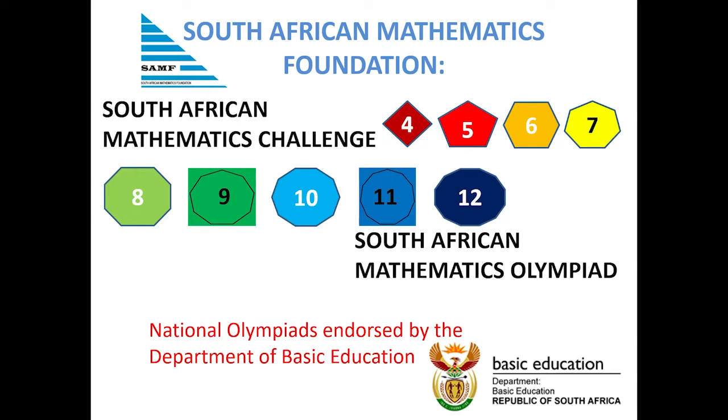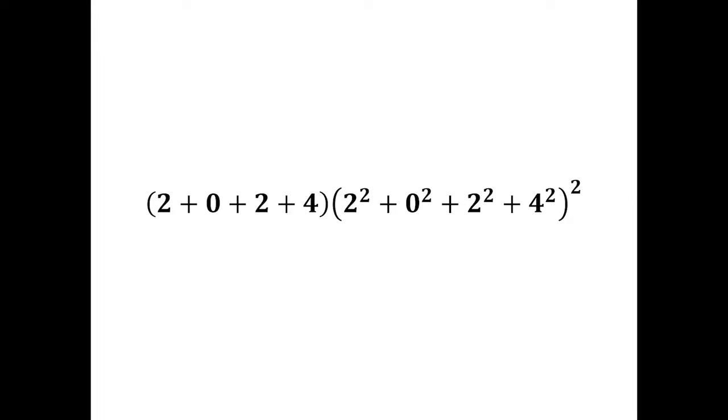How about a warm-up question? In the first bracket, you have 2 plus 0 plus 2 plus 4. And in the second bracket, you have 2 squared plus 0 squared plus 2 squared plus 4 squared. Everything in that bracket squared.